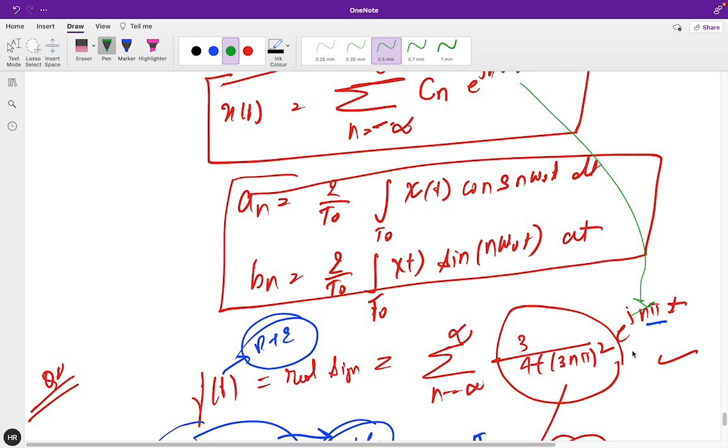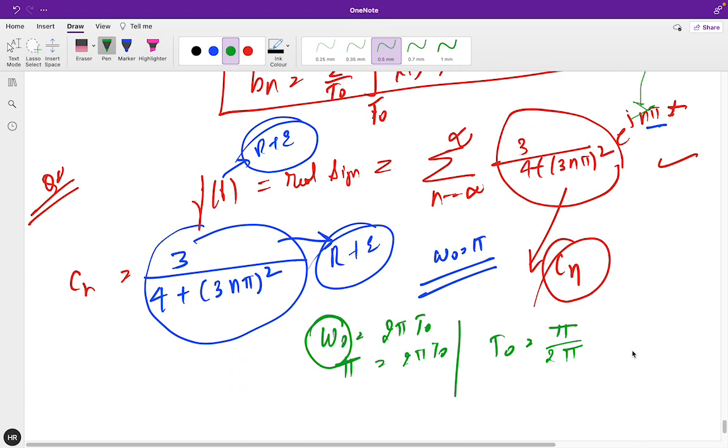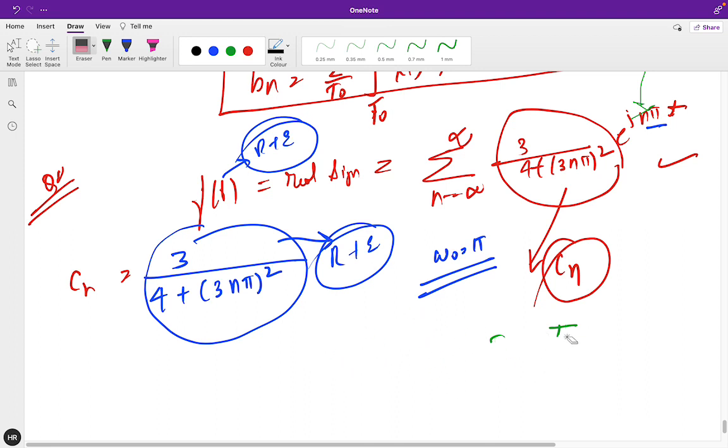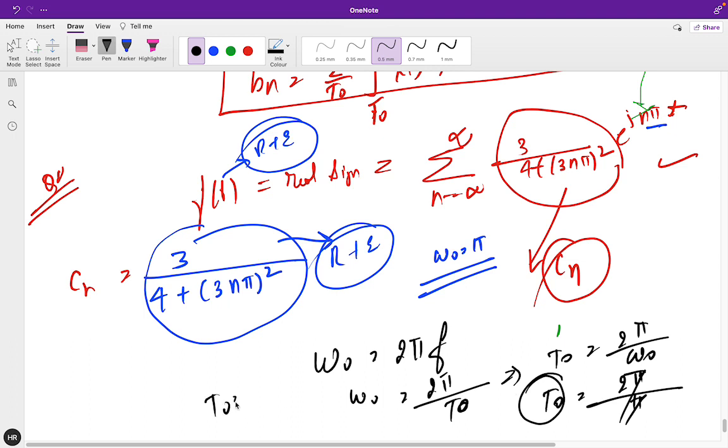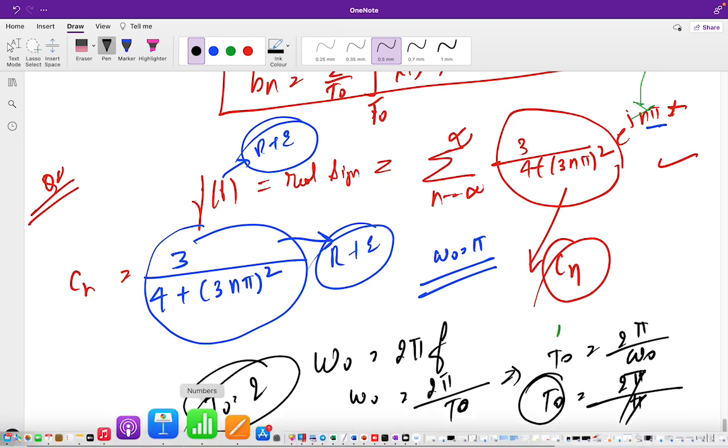And we know that omega naught is equal to 2 pi f. Okay, that's why it's not coming. I had written it wrong. So omega naught is actually 2 pi f, which we can write as 2 pi by t naught. So t naught will be 2 pi by omega naught, and the omega naught value is pi. So we are getting the t naught value, that is 2. So the time period is 2.